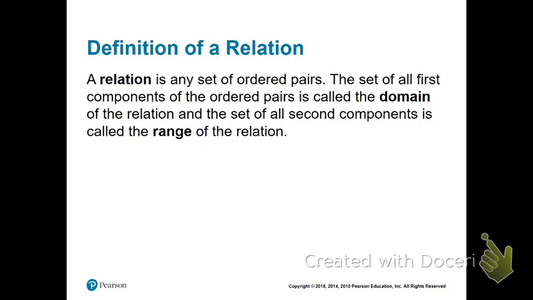It says a relation is any set of ordered pairs. All right, any set, no rules. If it's a group of ordered pairs, it's a relation. All right, so remember, though, an ordered pair has an x and a y. And so it says a set of all the first components of the ordered pairs is called the domain. So when you list all of the x values there, that is your domain of the relation. And then the set of all the second components is called the range of the relation. So when you list out all your y's, you get your range.